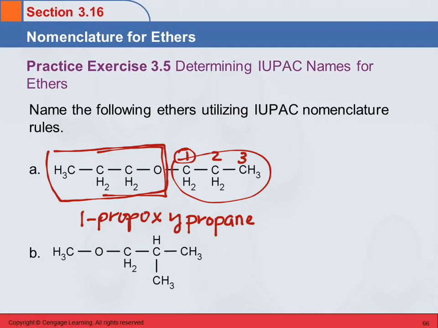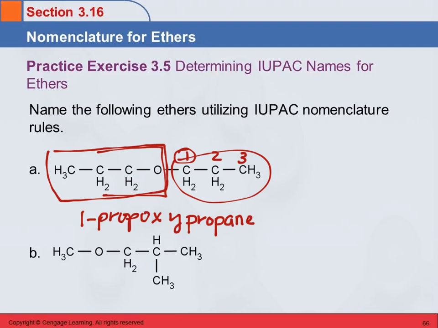Do you have to put the 1 because it's kind of the same both ways? Well, you have to put the 1 because it could also be attached on the second carbon. If it was attached here, that would be 2-propoxypropane, and that would be different. You couldn't have 3-propoxypropane, though, because that would be just an incorrectly numbered 1. Good question. Any other questions?